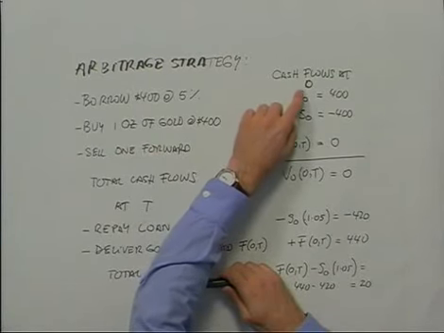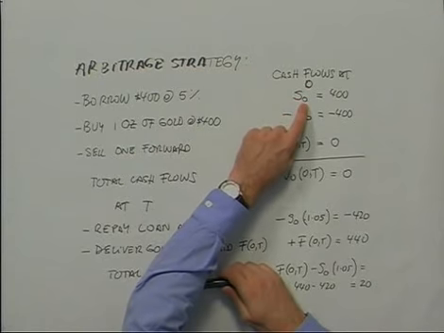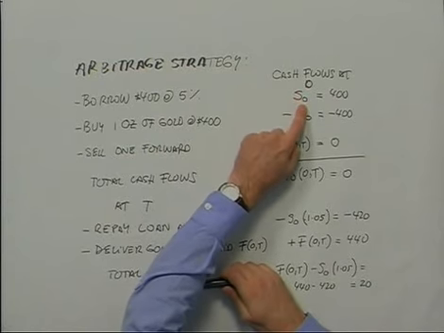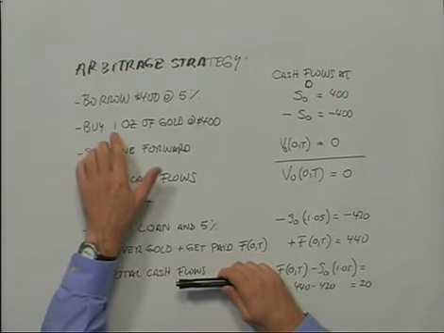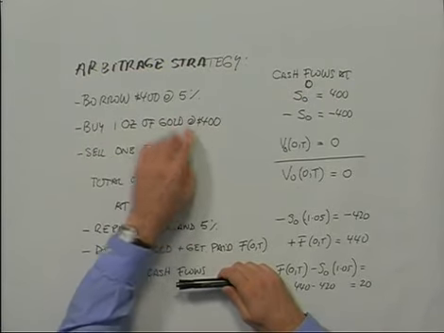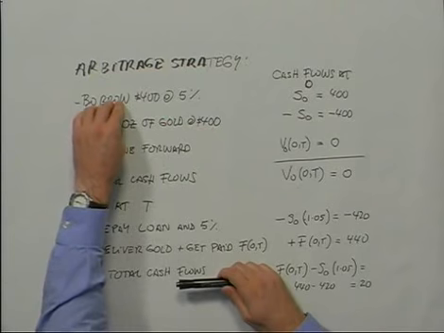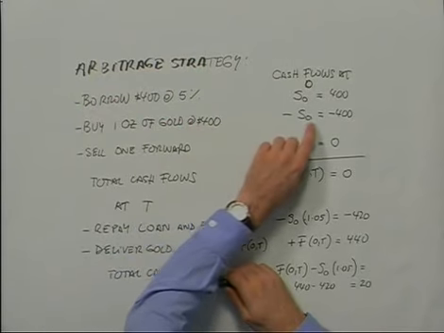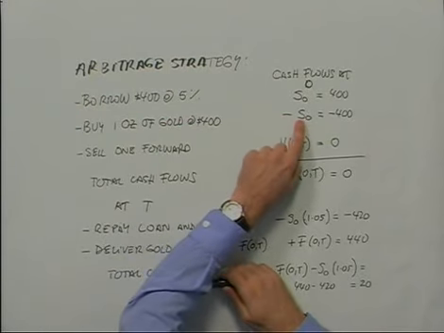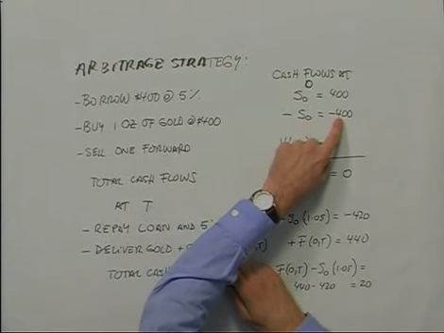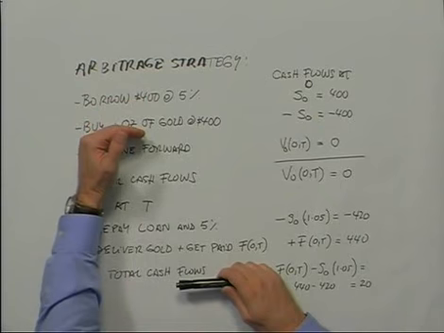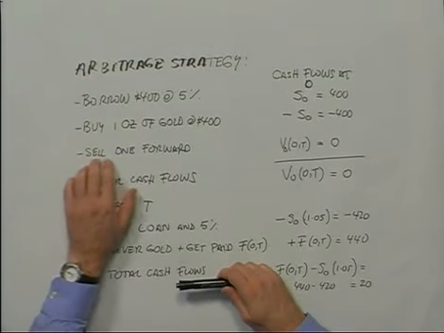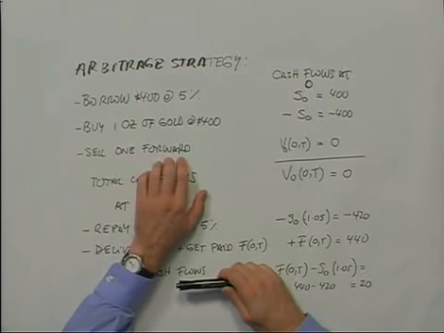And what is the amount? We'll call it S sub 0. So S for the price of the underlying, which is gold. We buy 1 ounce of gold at $400 with the proceeds of the borrowing. So what is the cash flow? When we do that, it is minus S sub 0 or minus $400. We borrow $400, we use the $400 to buy 1 ounce of gold, and at the same time we sell one forward contract on it.